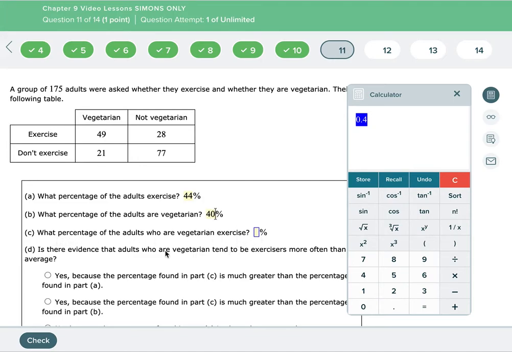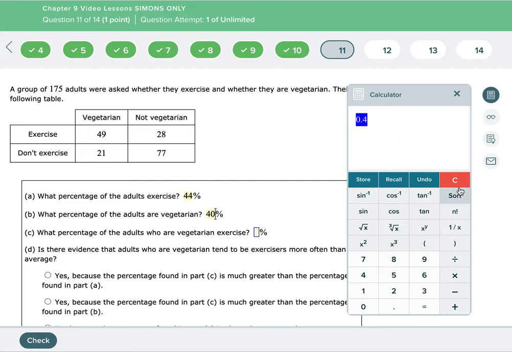And then it says what percentage of the adults who are vegetarian exercise. So this is where you've got to be careful. What percentage of the adults who are vegetarian? All right, that's your total population, how many people are vegetarian. So that's 70, right? We know there's 70 people that are vegetarian. We figured that out already. What percentage of those 70 people exercise? So 49 out of those 70.